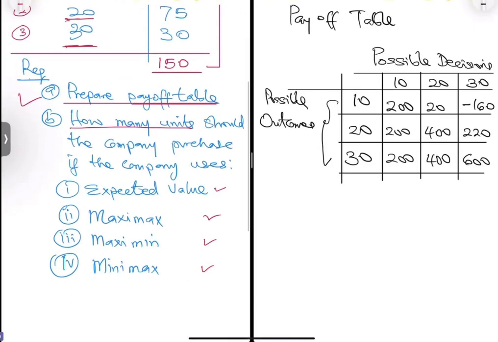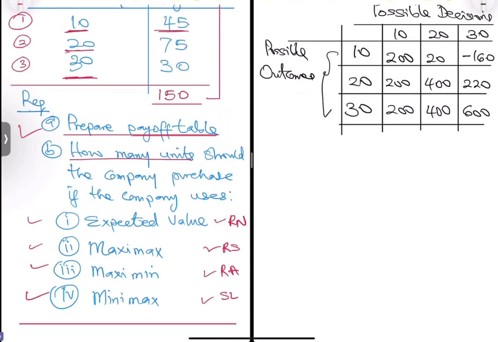Now, this is where the work is. We need to tell which decision this company would take if they are risk neutral, or risk lover, or risk averse, or sore losers. Because the question can ask you in those terms instead of asking Maximax, Maximin, Minimax, or expected value. So we need to know what the company would do under each of these scenarios.